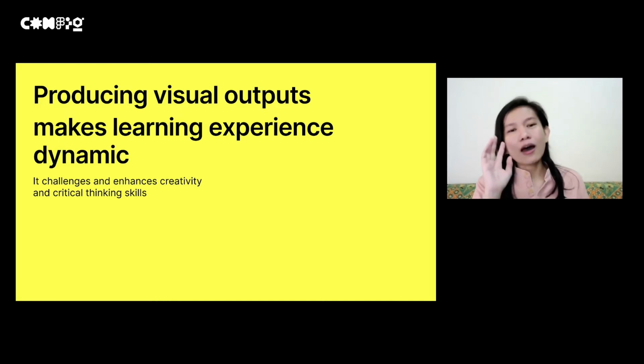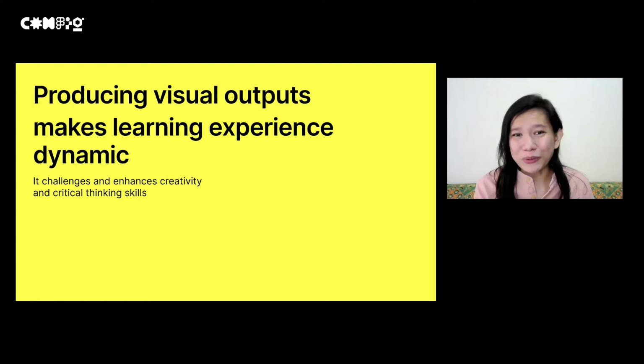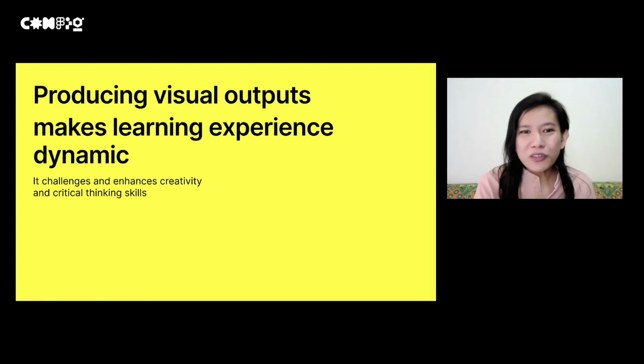Now, with all of these examples, we learned that when students produce visual outputs, it makes the learning experience dynamic, fun, and it makes processing what they've learned more interesting. We empower students to produce something that allows them to exercise their creative and critical thinking skills, which are the skills that the real world, especially the work environment, requires.